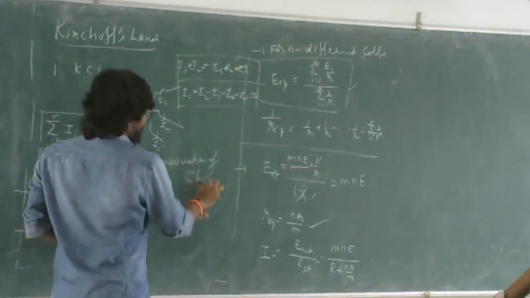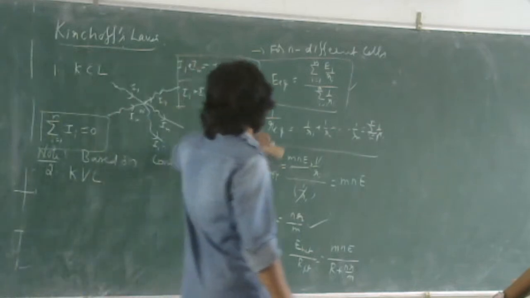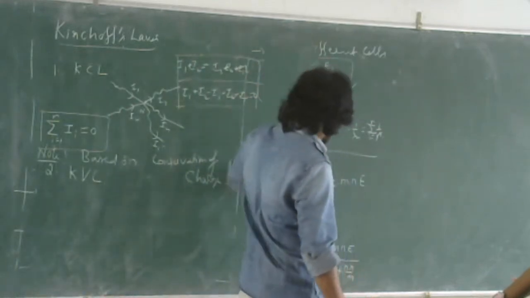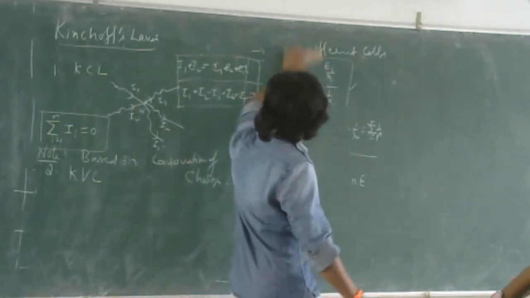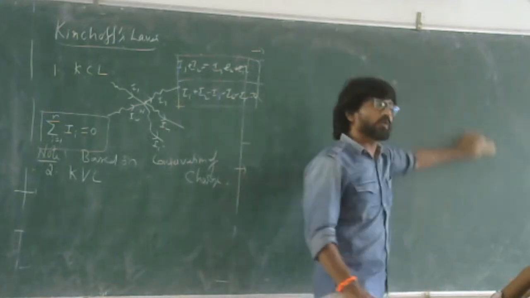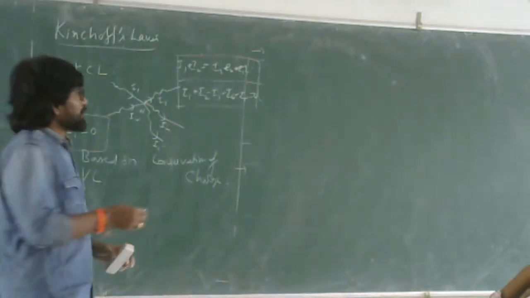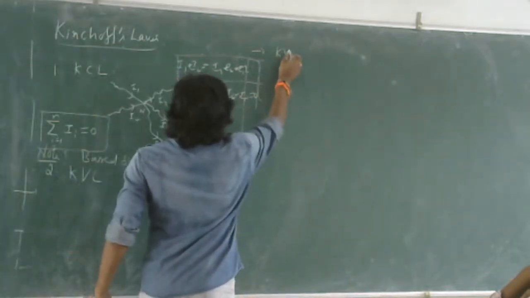Conservation of charge. Is it clear? Whereas mesh law, or Kirchhoff's voltage law, says the algebraic sum of all potentials in a closed loop is equal to 0. You should have a closed loop. So write down Kirchhoff's voltage law next.